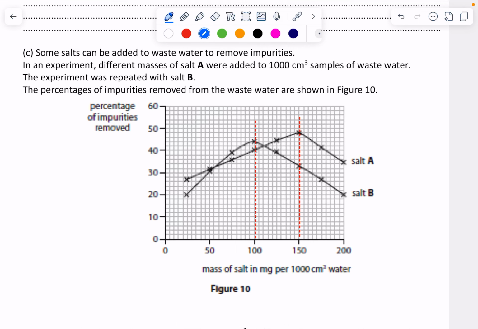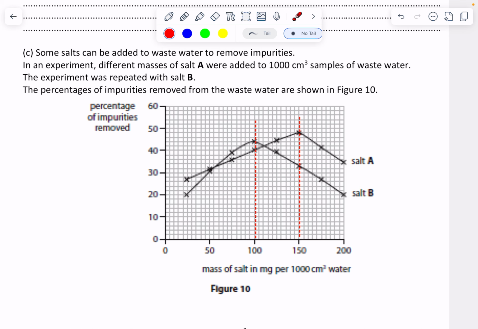So whenever you get a graph presented to you, it's really important that we reuse the information in the graph in our response to the question. So we can see here we are given two bits of data. We've got the amount of salt that's being added and then the percentage of impurities that are being removed. And the question is looking at two different types of salt.